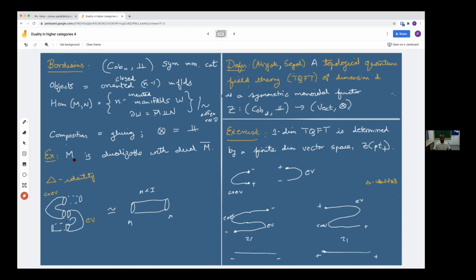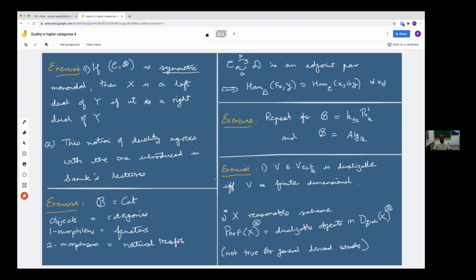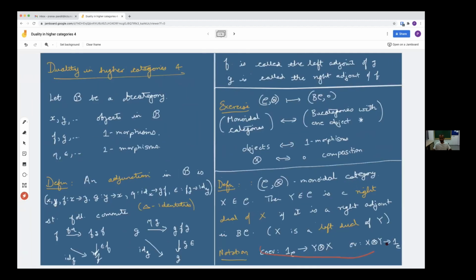So the claim, exercise again, is that M is dualizable and its dual is M with the opposite orientation. And here's a picture of what you have to check. Basically, this is almost a proof, a picture proof, if you like. You have to write down the evaluation and co-evaluation maps and check that they satisfy the triangle identities. The unit and co-unit for objects in a symmetric monoidal category are called evaluation and co-evaluation maps. That's just a name for this unit and this co-unit.